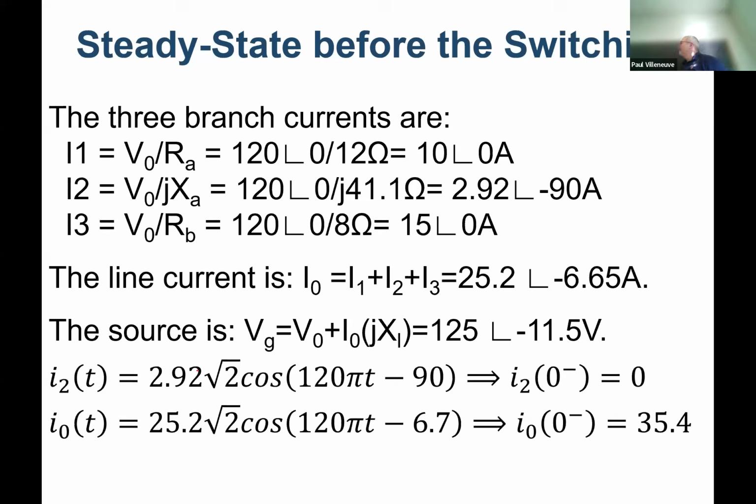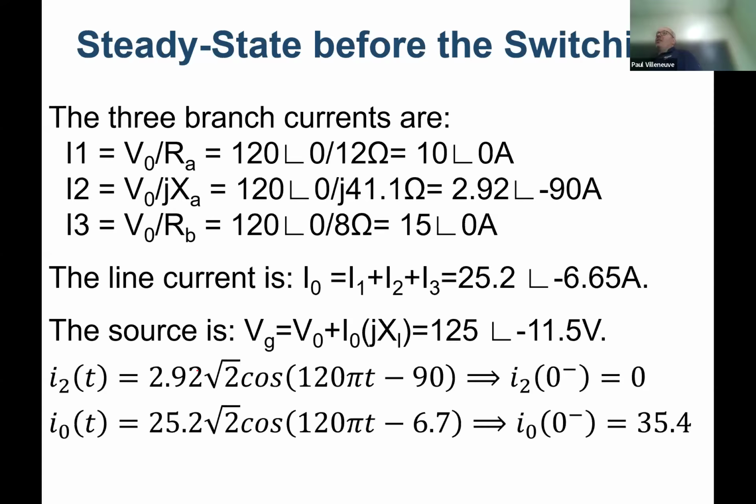And then our R3, again, this is the initial value. So 120 divided by 8 is 15 amps. So the sum of the three currents is 25.2 at an angle of minus 6.65.